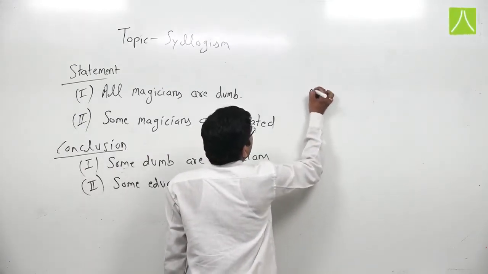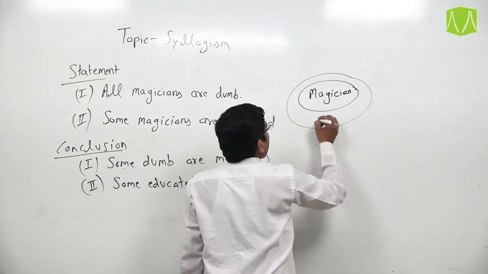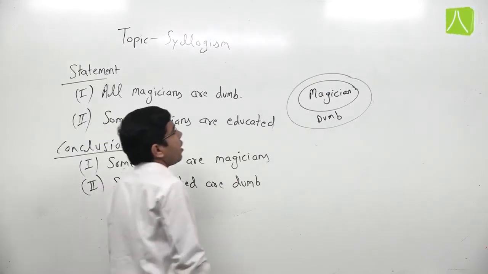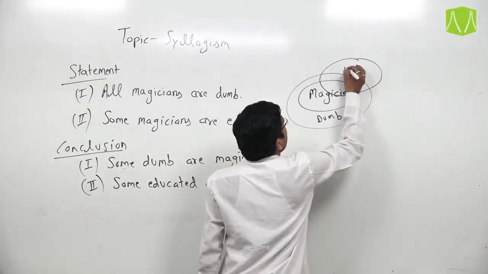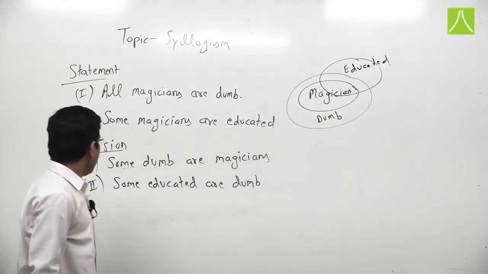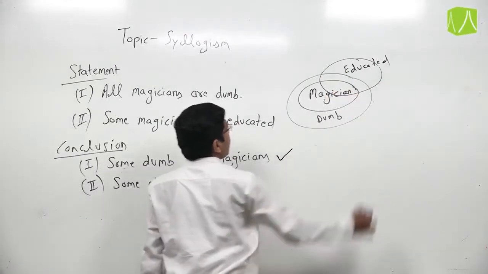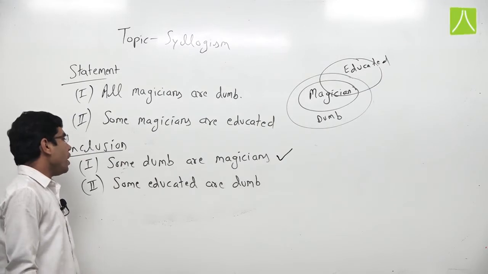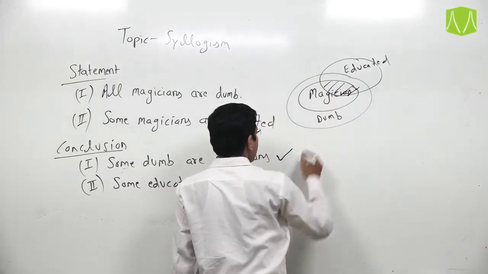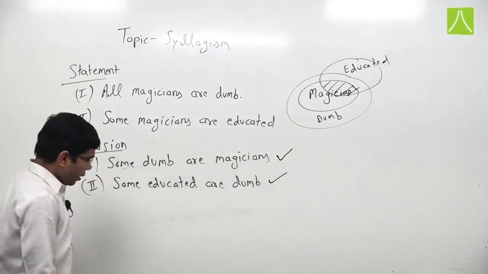Now first we have to draw the diagram. All magicians are dumb. Some magicians are educated. This is our diagram. Now first conclusion, some dumb are magicians. It is correct because this part is common. Some dumb are magicians and some educated are dumb. Some educated are dumb because this part shows that. So for this question our answer is both the conclusions are correct.